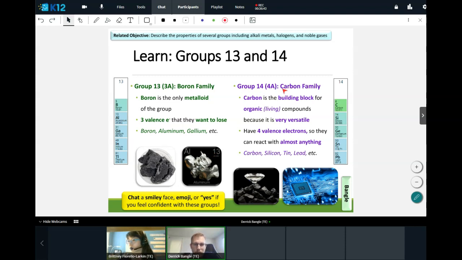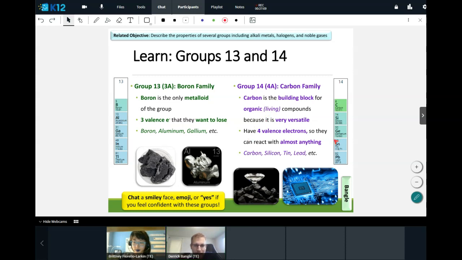Group 14 or 4A, known as the carbon family, are mostly nonmetals with a couple of metalloids, being silicon and germanium. Carbon is important because it's literally the building block for all living or organic compounds on Earth. If carbon didn't work the way it does, we wouldn't be here alive or having class.